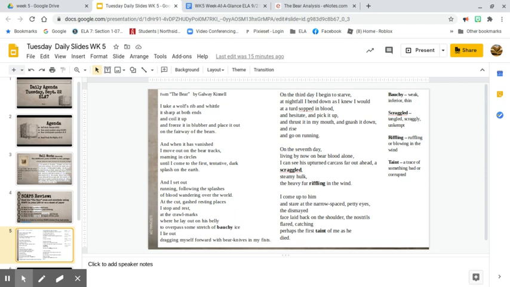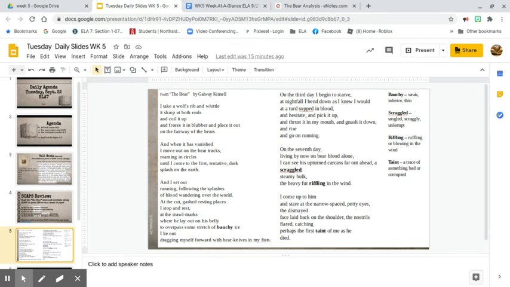And I set out running, following the splashes of blood wandering over the earth, over the world. At the cut, gashed resting places, I stop and rest. At the claw marks where he lay out on his belly, to overpass some stretch of botchy ice, I lie out, dragging myself forward with bare knives in my fists.